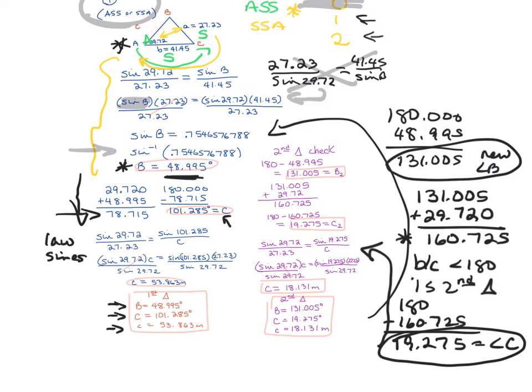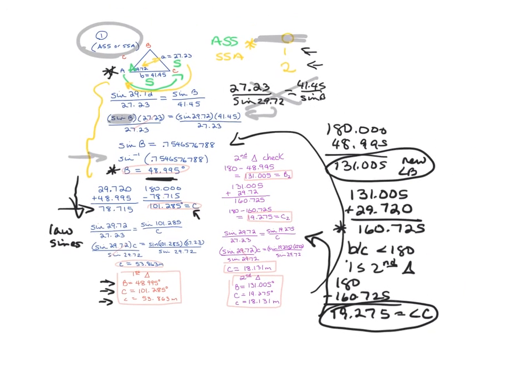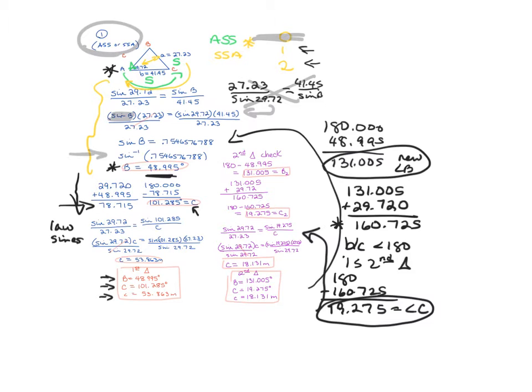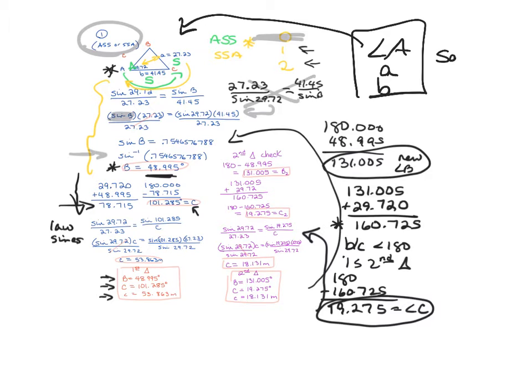with that new C. Because recall that we were given angle A, we were given little a, and we were given little b. These three things from the original given are going to be the same for both triangles. What's going to be new is the angle B, angle C, and side length C. Let's see what else we have here.